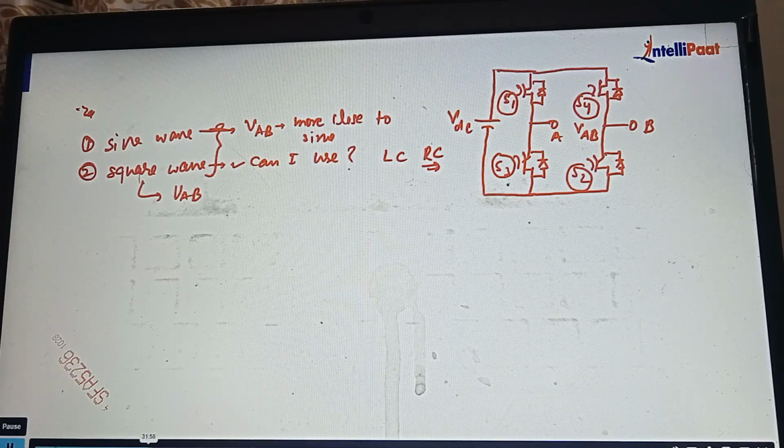LC circuit, right? At the output side, people are using various configurations. People are using L, C, L in this configuration, or you can use only a combination of L and C, so that they can make the VAB sinusoidal. Are you able to follow? So this VAB is sinusoidal in that case.